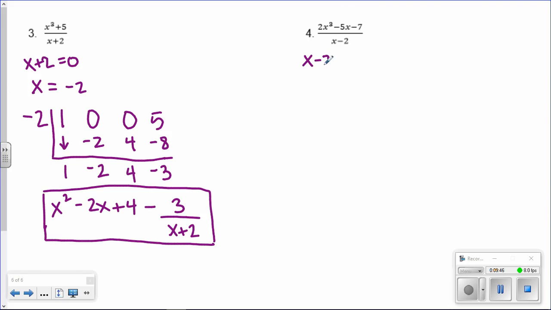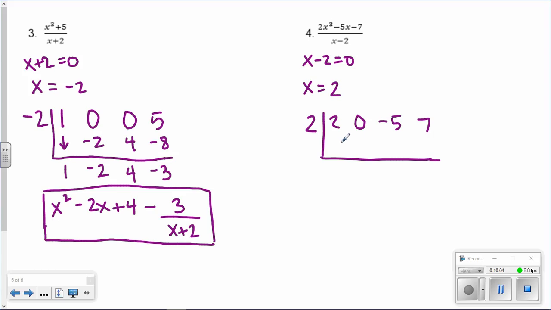All right, last problem that we're going to look at. So x minus 2 equals 0. Get x by itself, x equals 2. So we have 2. And then in my box, I'm going to have 2. I don't have an x squared term, so I'm going to hold that place with 0. Then I have -5 and 7. And then I can do my process. So bring down my 2, multiply, add, and then multiply, add, multiply, and then add.